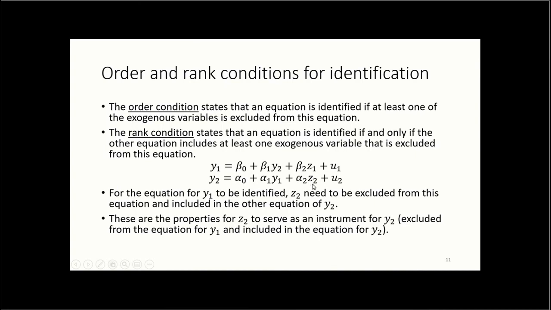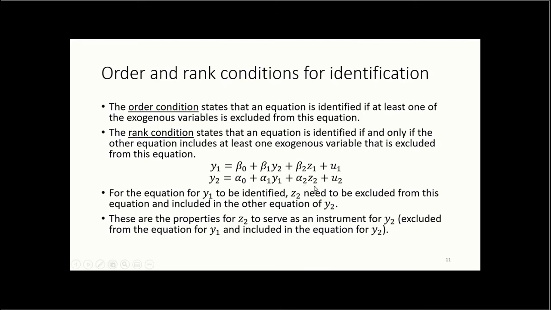And what we're noticing here also is that this is exactly the conditions for Z2 to serve as an instrument for Y2, which means it should be excluded from this equation for Y1. So basically Z2 is not a determinant of Y1. And also there's a relationship between Z2 and Y2, so it's included in this equation as well.